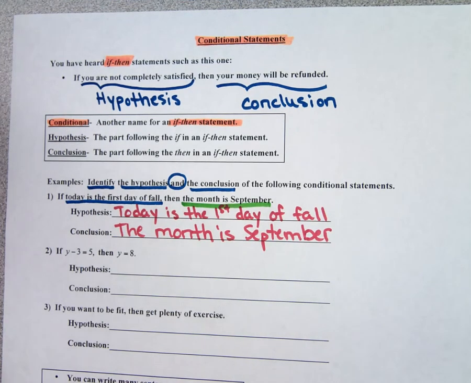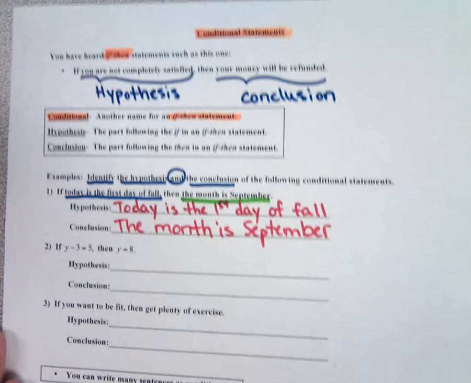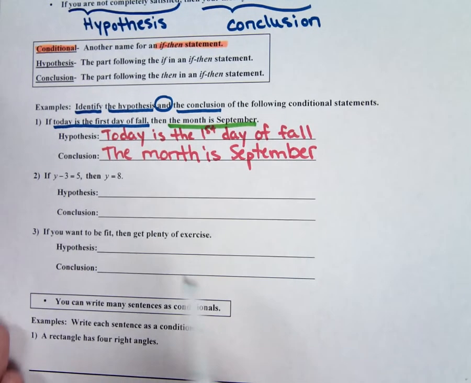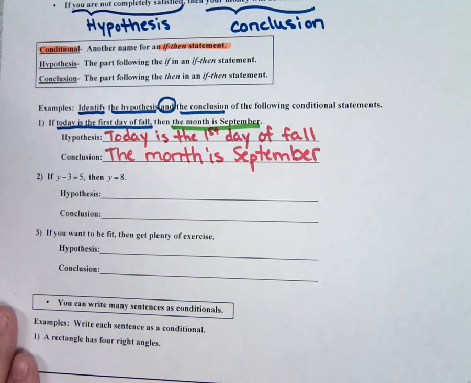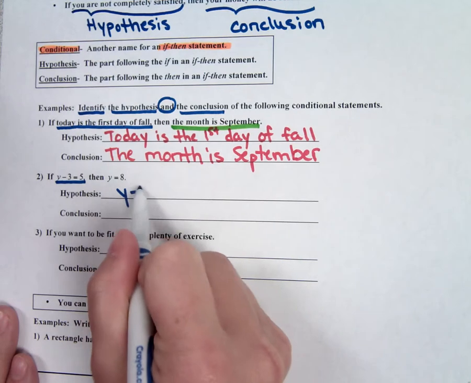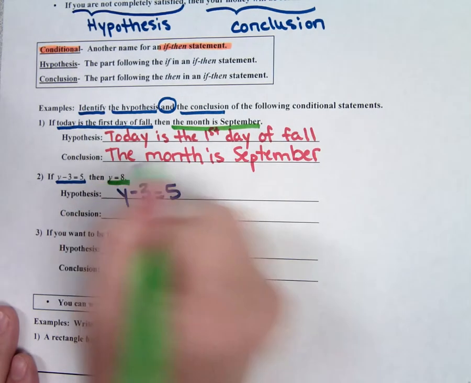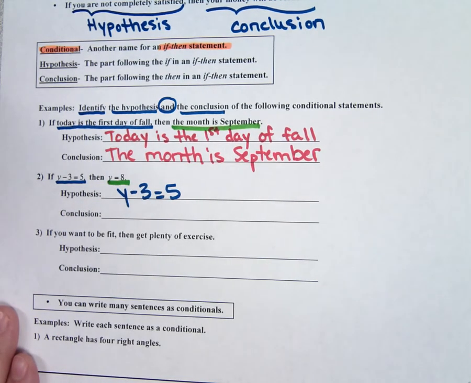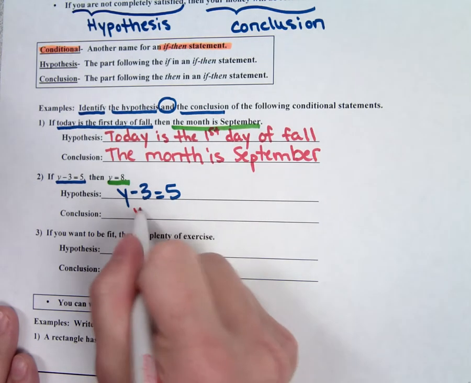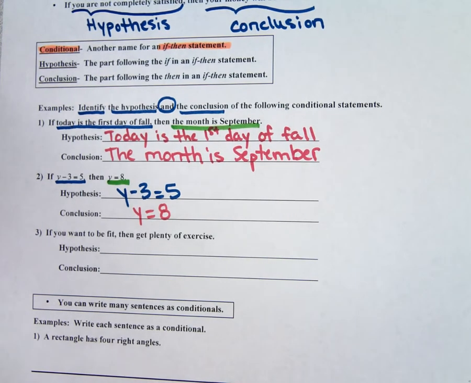conditional. Okay, number two. If y minus 3 equals 5, then y equals 8. So what do you think the hypothesis would be? Y minus 3 equals 5. That's the part that follows the if. And what's our conclusion? Y equals 8. That's the part that follows the then. I think you probably understand that.